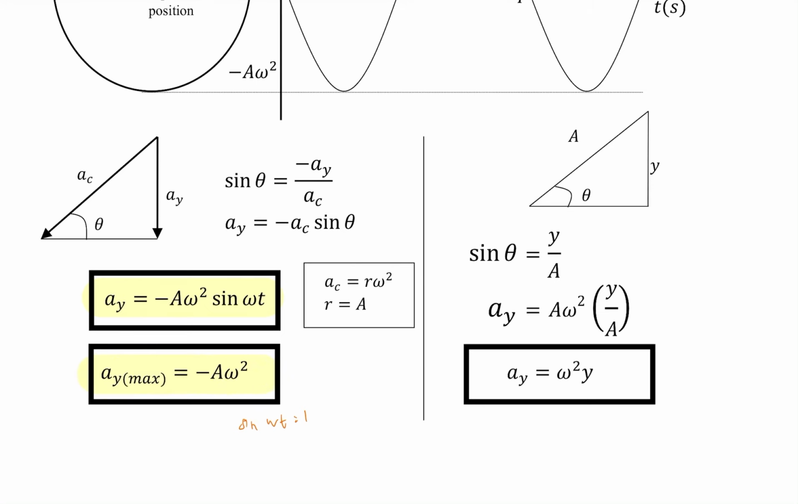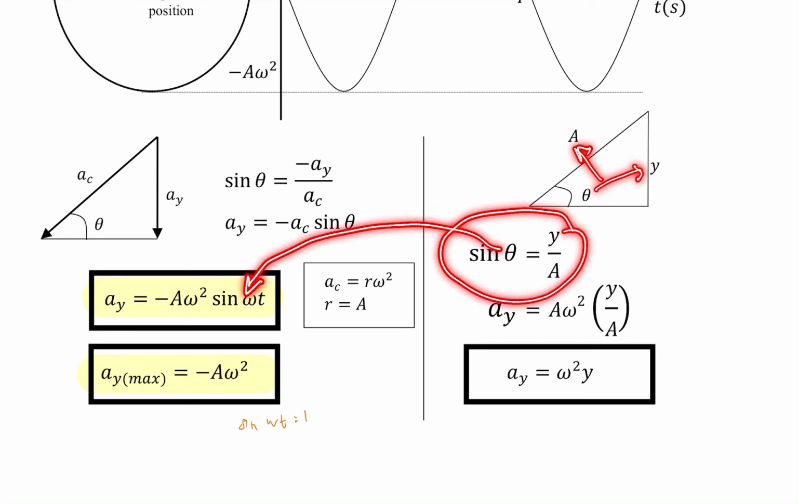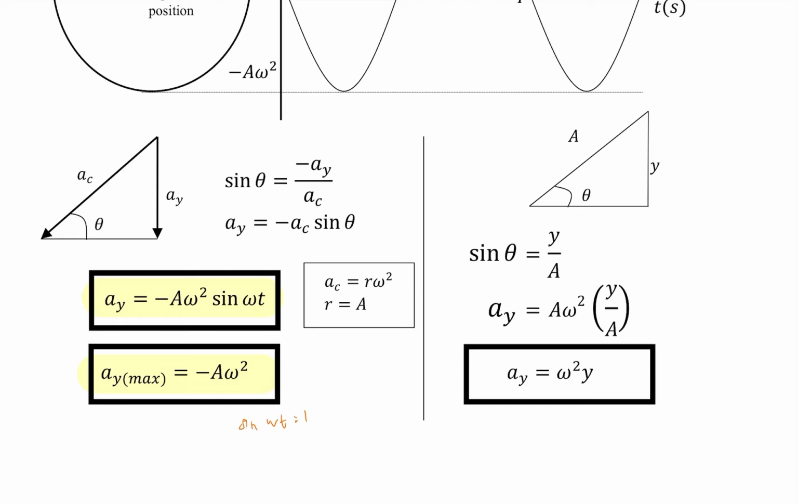But if the question gives you position, displacement, how do we find AY? So we derive this. Sin theta equals Y over A, sin opposite over hypotenuse. So we substitute this into this. So we get AY equals negative omega square Y. Omega square times Y.